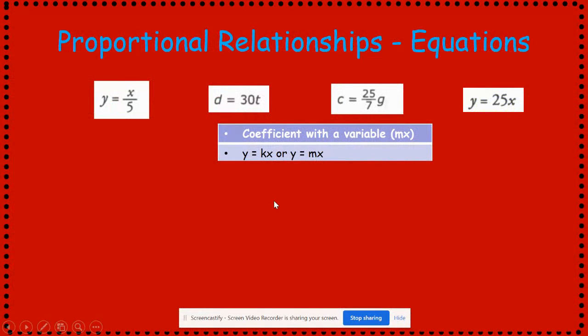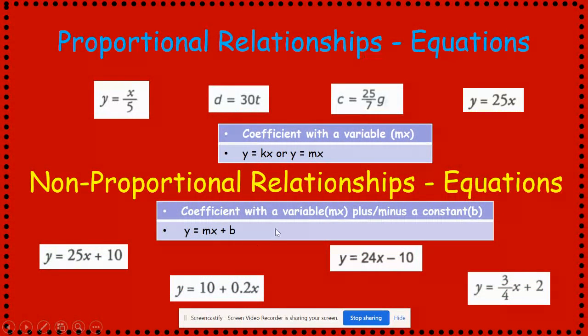With an equation, we're going to look for a coefficient with a variable. We're going to look for equations that are represented as y equals kx or y equals mx. And that's basically what we see here. Each one is a form of y equals kx: y equals a coefficient and a variable. That tells me it's a proportional relationship.